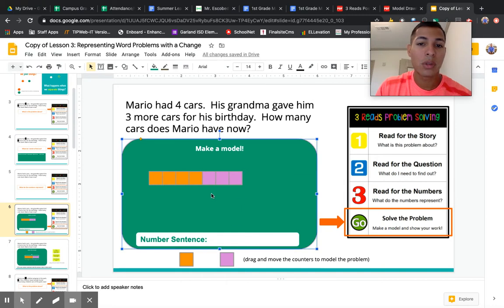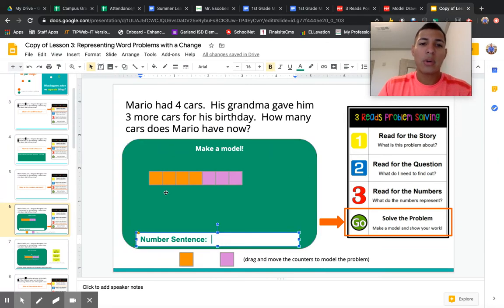So now that we have our colors to represent our cars, we have the four to represent the ones Mario had. We have the three purple that represent the three more that his grandma gave him. Now we have to make number sense with our blocks, and we should all be very familiar with this. He has four. This is the tough part now.